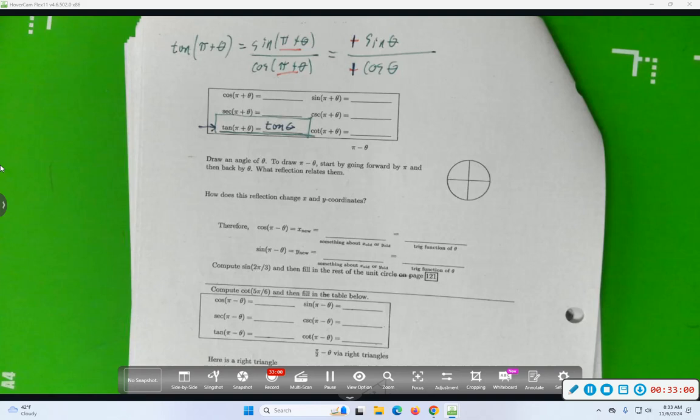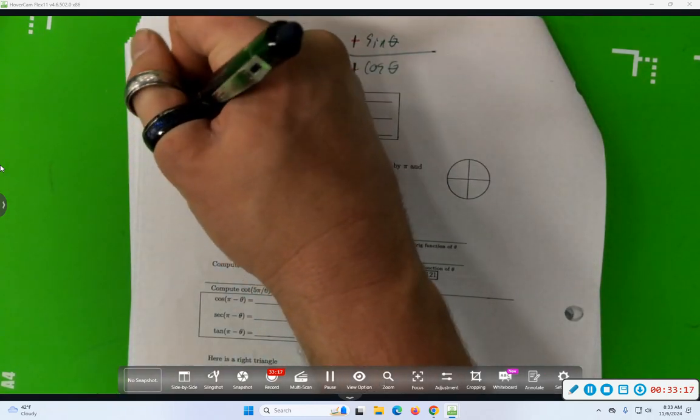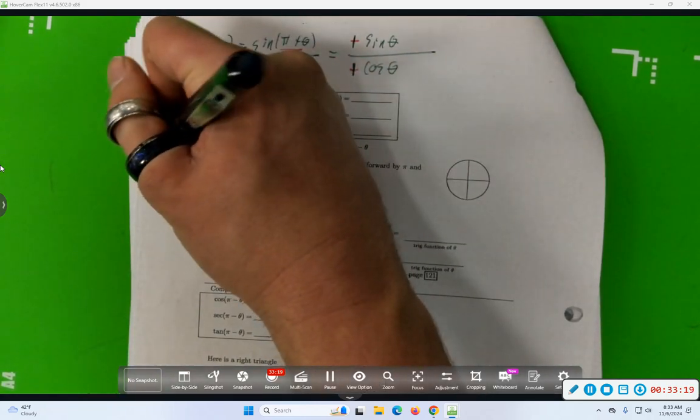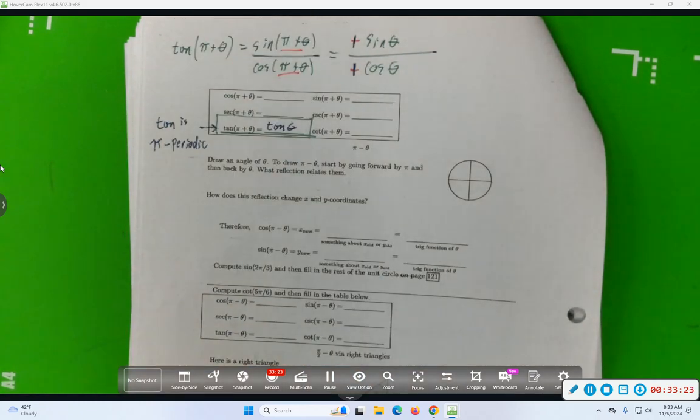So there's a cool fact here. So remember the word period. The period is like the smallest number you can add to the input of a function that resolves the function. 2 pi isn't the period of tangent. Pi is the period of tangent. Tangent is pi periodic. Cool.